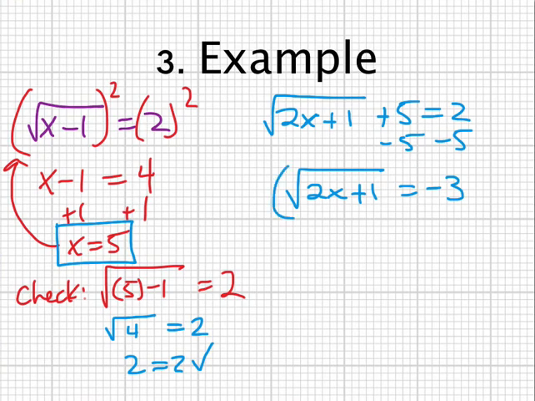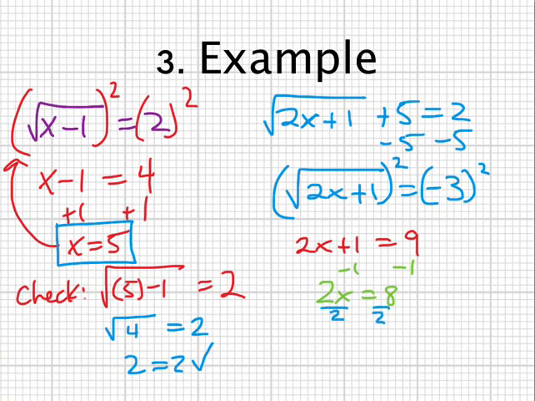Next, I'm going to square both sides. So then I get 2x plus 1 equals 9. Next, I subtract 1 from both sides. I get 2x equals 8. Divide by 2, x equals 4. So that's what I'm going to check.